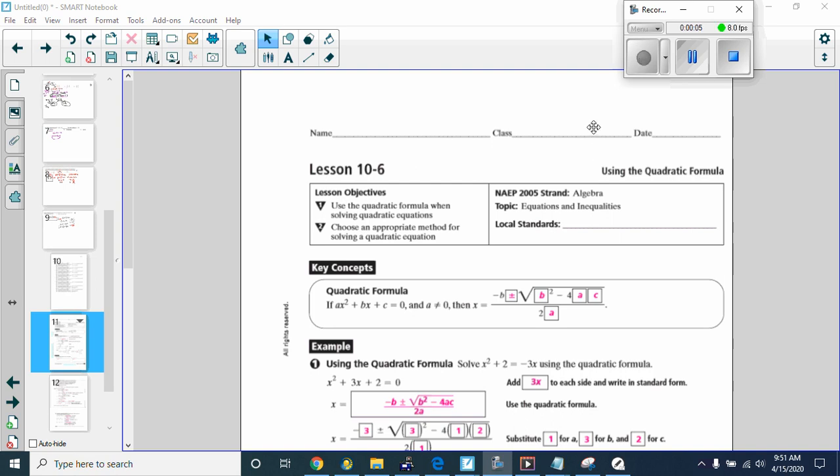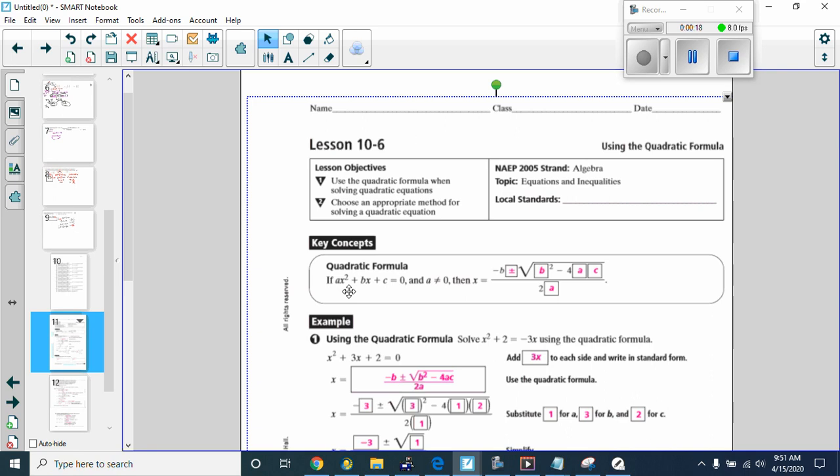We skipped 10-5, and we're going to go over how to use the quadratic formula to solve quadratic equations. So the quadratic formula is down here. It's x equals negative b plus or minus the square root of b squared minus 4ac all over 2a. What this does is it gives you the answer to yesterday's homework by using this formula.